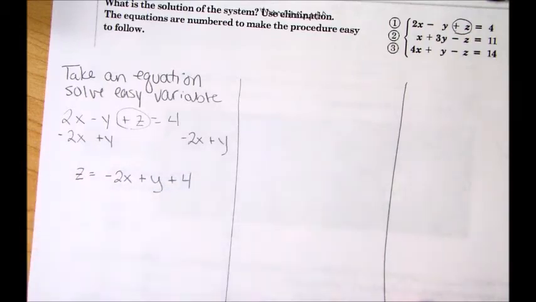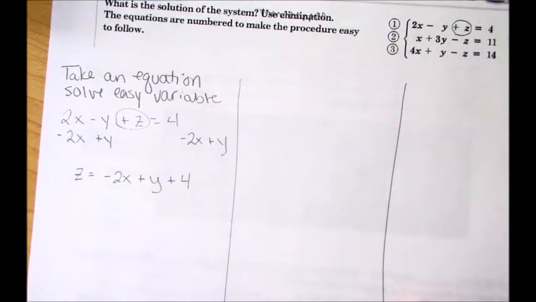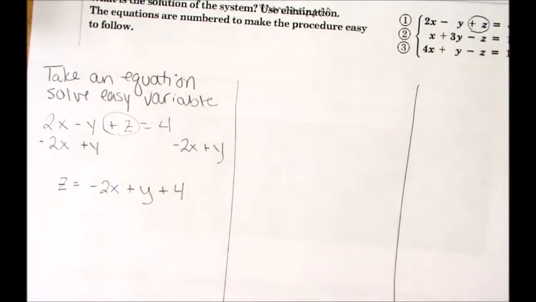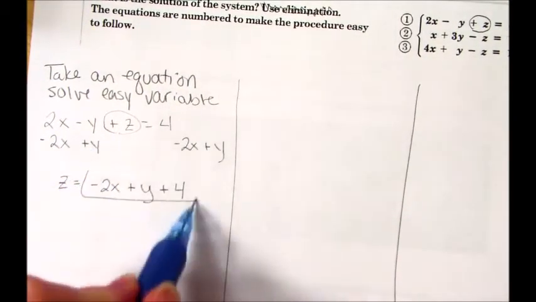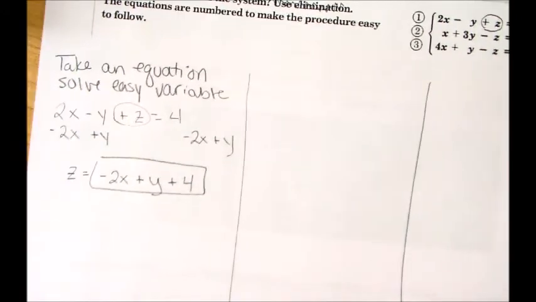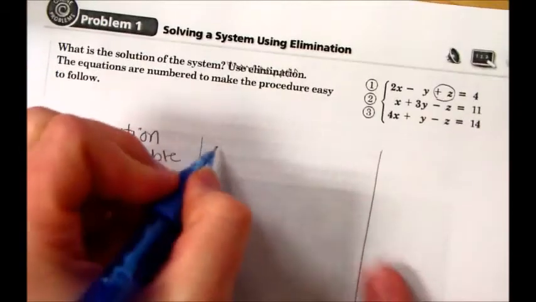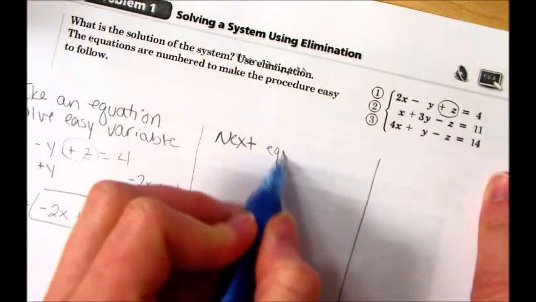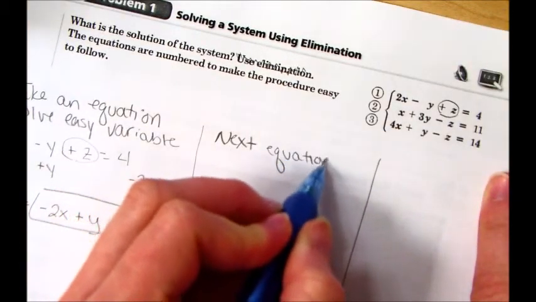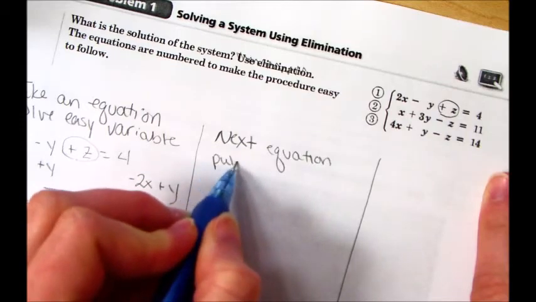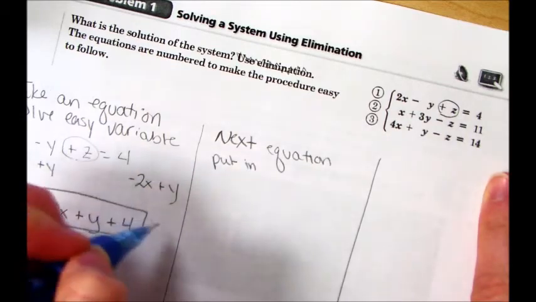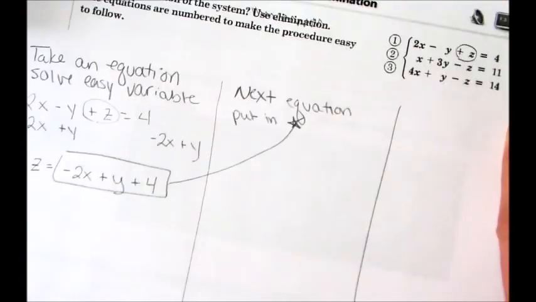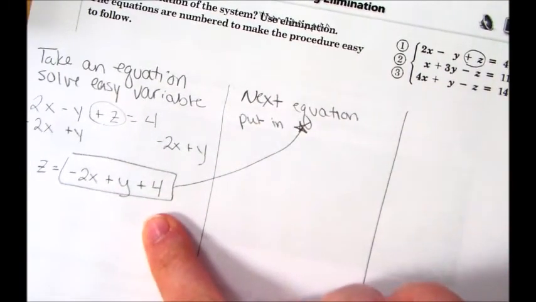You could put the 4 in the front if you wanted to. Okay, that looks a little better, and there you go. This equation is so important for what comes next. Take the next equation that we haven't touched yet and put in this, what we just found. Put in what you just found.